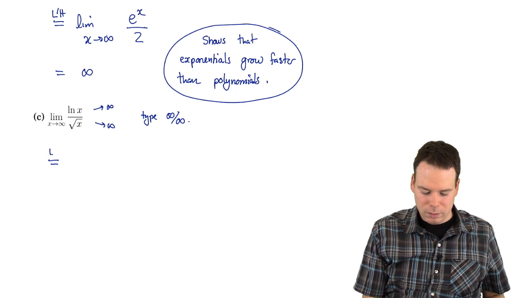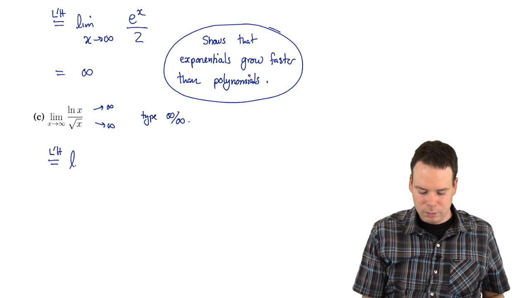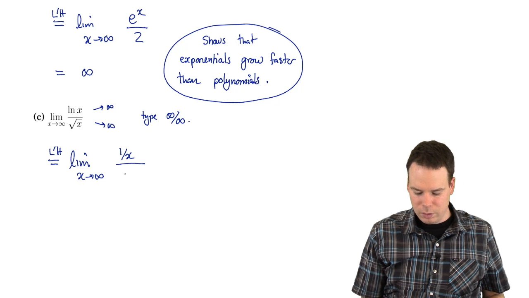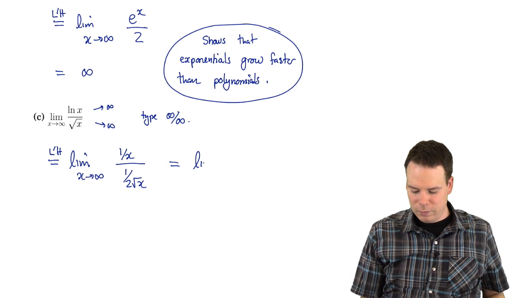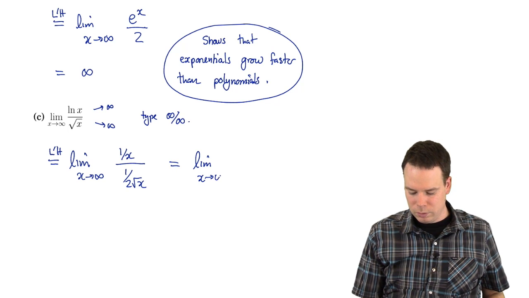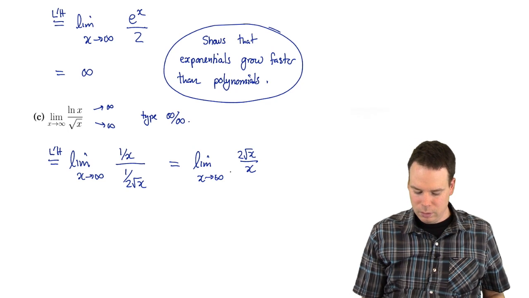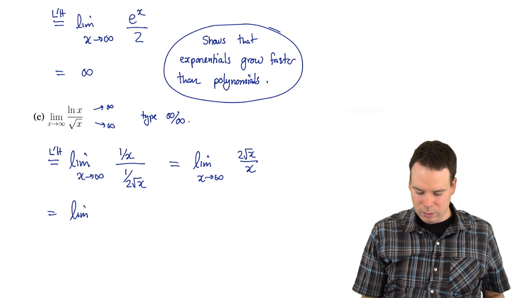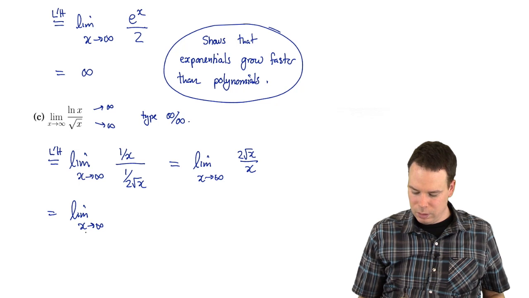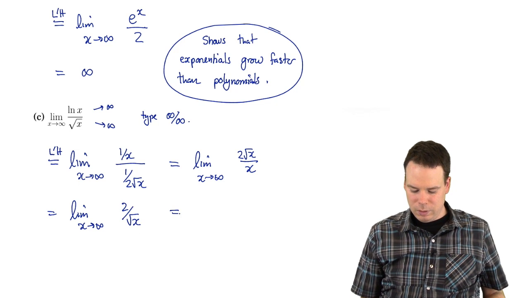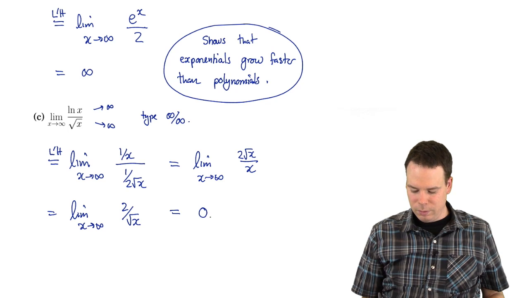Well, let's have a look. Let's apply L'Hopital's rule. The limit as x goes to infinity of the derivative of the top over the derivative of the bottom. Do a bit of simplification now. The limit as x goes to infinity of, that's 2 root x over x, or in other words, the limit as x goes to infinity of 2 over root x. As x goes to infinity, 2 over root x goes to 0.